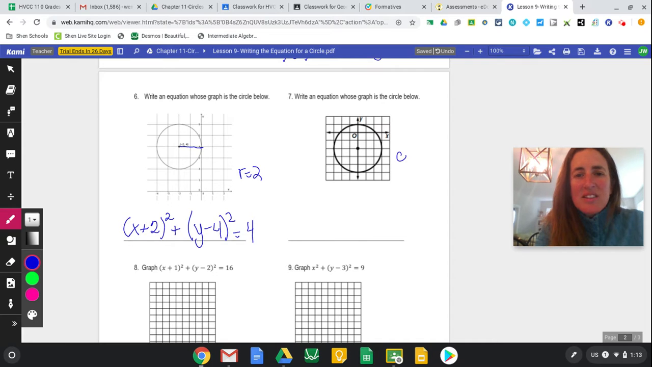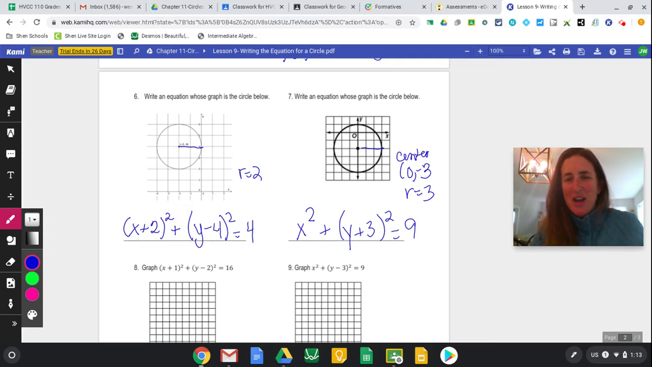This guy has a center at 0, negative 3, and it has a radius of 3. Okay, so that's going to really be just x squared plus y plus 3 squared, and then its radius is 3 squared, or 9. Super fun.